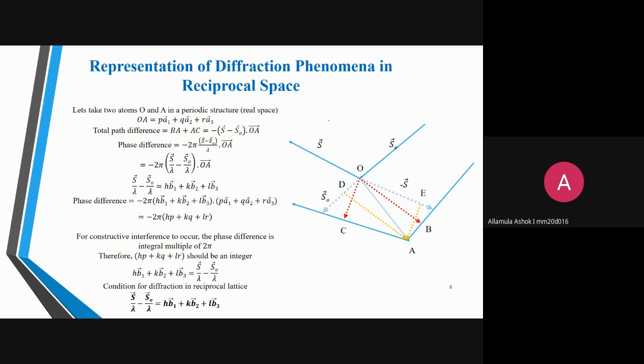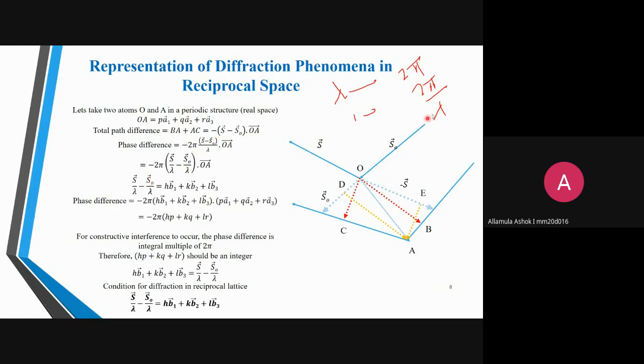This is the path difference. And we know that for a path difference of lambda, there is a phase difference of 2 pi. For example, for a path difference of 1 unit, there is a phase difference of 2 pi by lambda. Similarly, for a path difference of S minus S naught dot OA units, the phase difference is going to be S minus S naught dot OA times 2 pi by lambda. This is the total phase difference now.